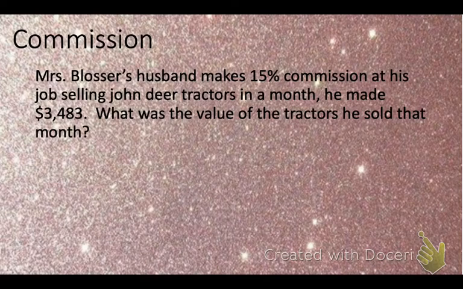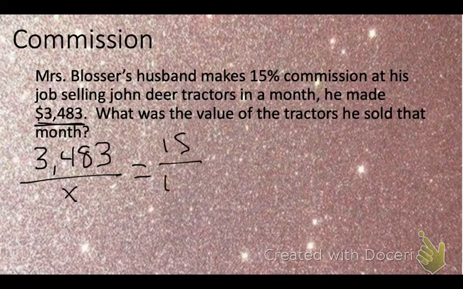So this one's a little bit different because this 3,483 is actually the part. That's the part that he made after selling X thousands of dollars in tractors. So this is going to be on the top of our fraction this time. 3,483 over X. I don't know how much total value of tractors it was. And that equals 15 over 100.